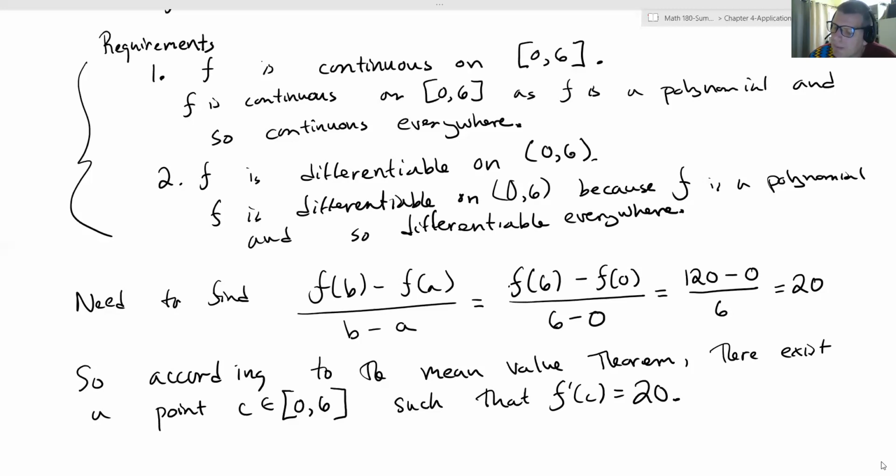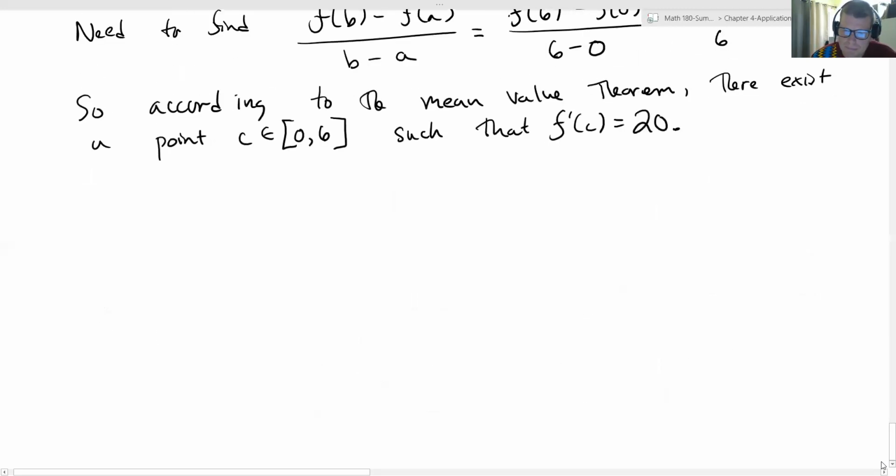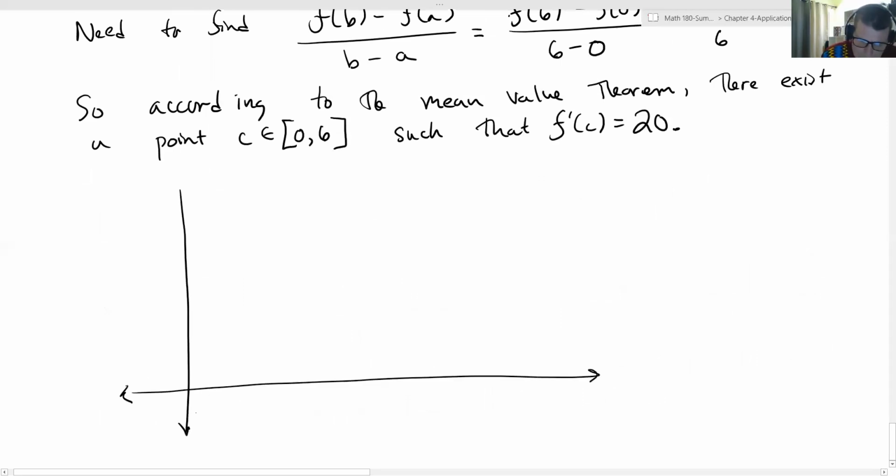Got that? Let's take a look at a picture of this. Here's my picture. I know my value is going to go from 0 up to 120, so let's imagine this is 120, and here's 6. So 0 to 6, we go 0 to 120. Since this is a cubic function, it's going to look something like that. Pretty steep slope. It's got a slope of 20, so that's pretty hardcore.